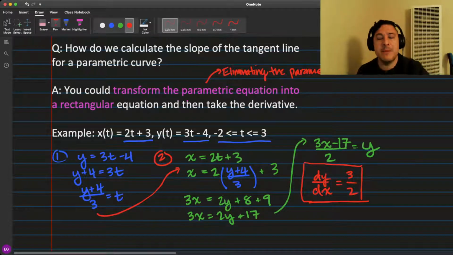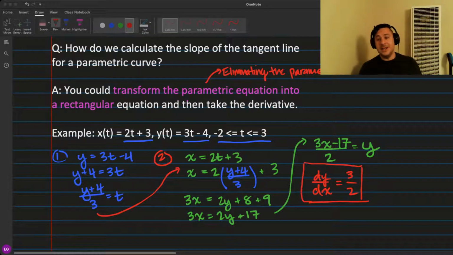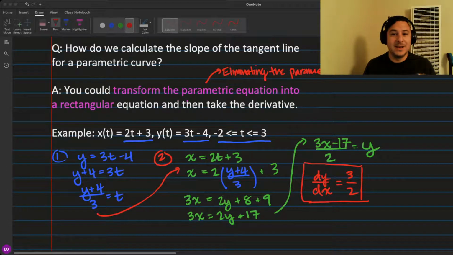Okay, now this wasn't that bad because our parametric equations were fairly simple. Without too much difficulty, we were able to eliminate the parameter and take the derivative. However, there are cases in which this would be a lot of work. So what we want to do is figure out how to find the slope of the tangent line without going through all of this hassle.